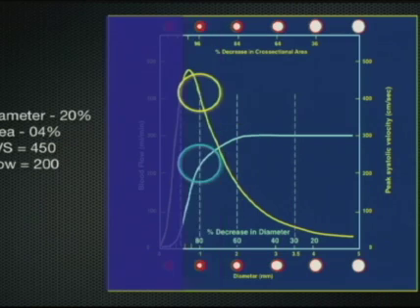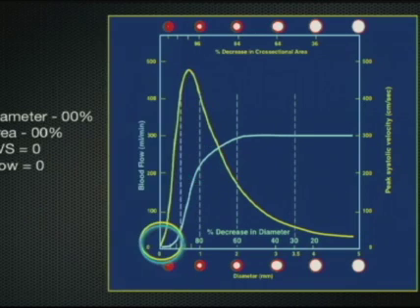As we go from 60 to 80% diameter reduction, we can see that there's a huge increase in velocity as the diameter decreases to only 20% of its original value, and the cross-sectional area is reduced to only 4% of its original value. The end organ at this point is receiving only 2/3 of its expected blood flow. Finally, at complete occlusion, we have no velocity, we have no flow.